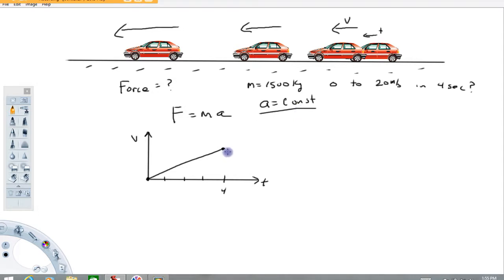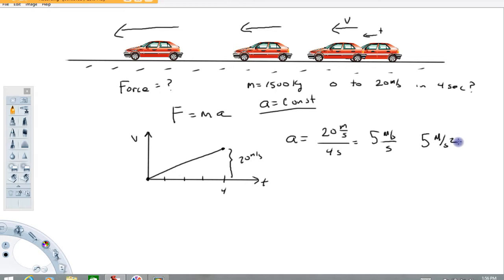All right, and we know that this on the graph here is the 20 meter per second. So the acceleration of this car is rise over run. That's the rise. That's the run. So that acceleration is going to be 20 meter per second over the run of 4 seconds. And we get about 5 meter per second per second. Now, if you want to write that as 5 meter per second squared, that's perfectly fine. Those are the same thing.